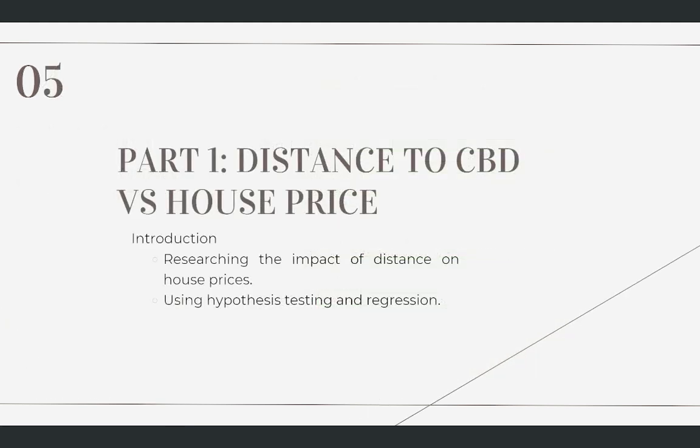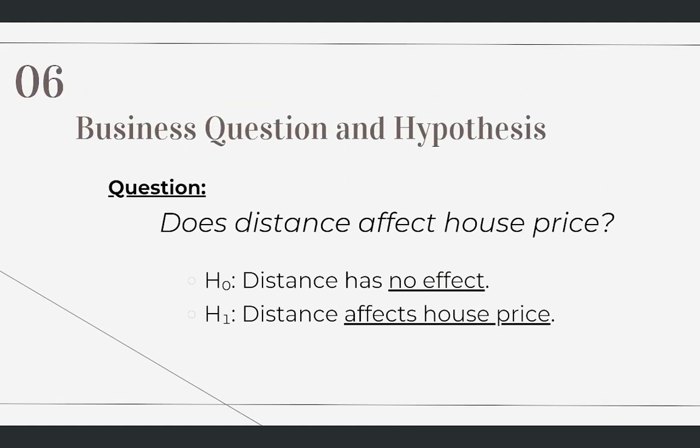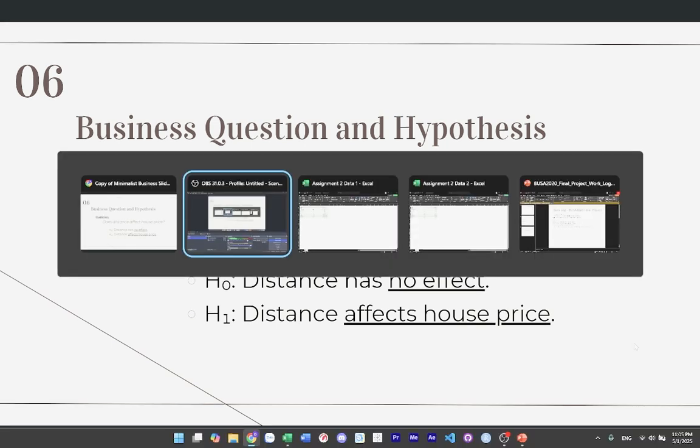Coming to Part 1, we analyze the impact of distance on house prices. The method includes hypothesis testing and regression using Excel. So the question is, does distance affect house price? The null hypothesis is distance has no effect, and the alternative hypothesis is distance affects house price. Right now I will perform the test on Excel.